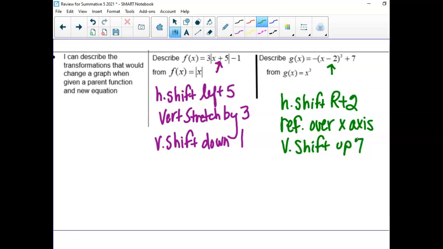Yes, you can say over, yes. The reflection over the x-axis first. Can I do that on the quiz? As long as it came before the vertical shift, yes, you're good. Because I put the reflection of the x-axis, then right 2, then up 7. Yes. That wouldn't matter.